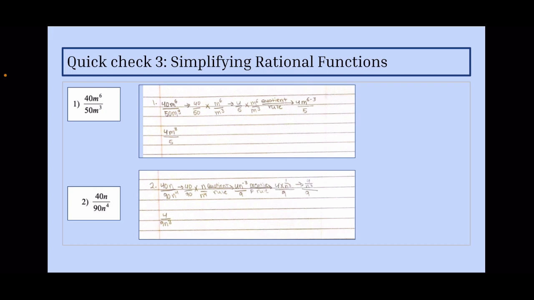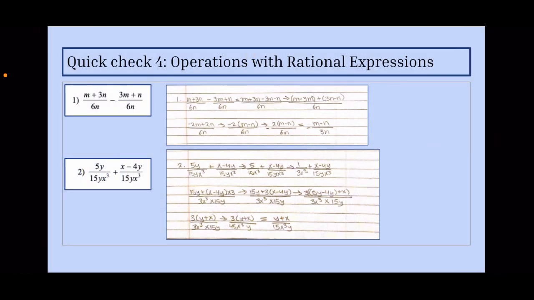Quick check for operations with rational expressions. So I will be using questions 1 and 2. For the first question, it's m plus 3n divided by 6n minus 3m plus n divided by 6n. So first, to solve this expression, we have to join the denominators together, which will give us m plus 3n minus parentheses 3m plus n divided by 6n.